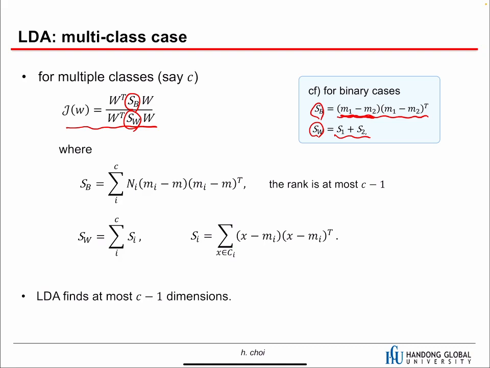But for the multi-class case, S_B is defined by this. Let's say we have three classes, then this one is m1, m2 and m3. So instead of the distances between all the mean vectors, we have the global mean here. Then we are interested in these distances. When we have just three classes, there is no significant difference, because in this case we have three differences and in this case we have three differences.